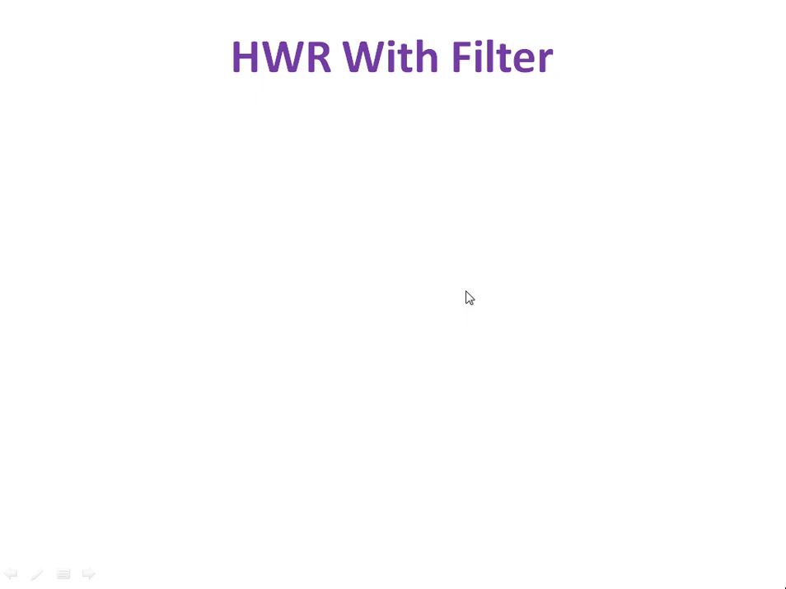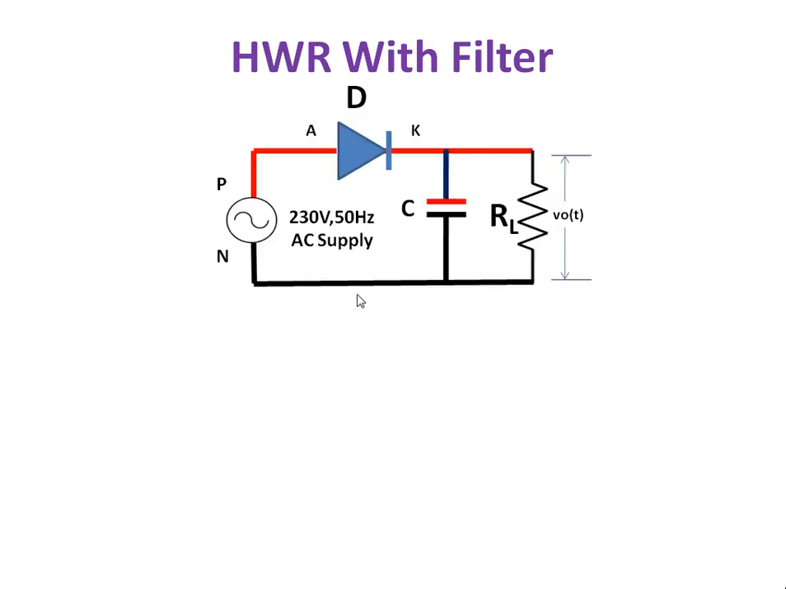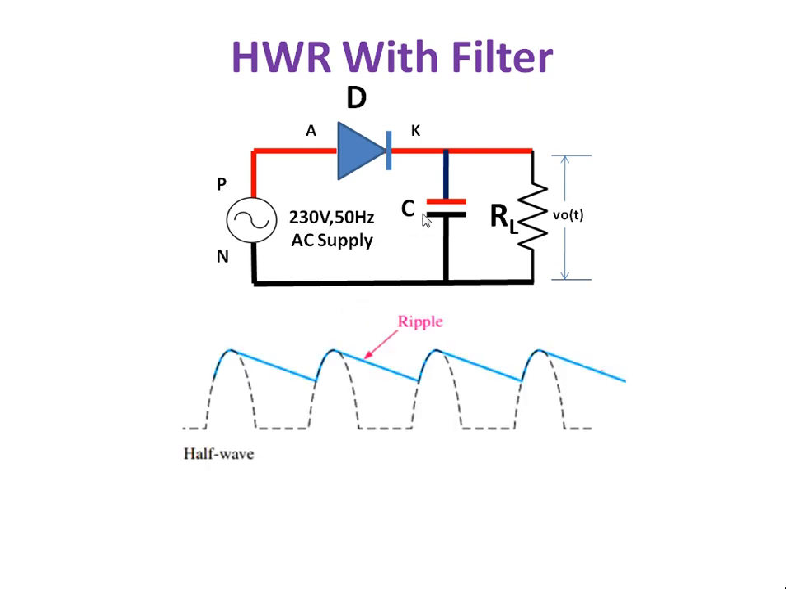And now the half wave rectifier with a filter. The purpose of a rectifier is to convert AC voltage to DC voltage. The DC voltage must be a constant DC voltage, not pulsating DC voltage. So how can we get a constant DC voltage from the pulsating DC voltage? One way is that you can use a filter. It means you can connect a capacitor across the load.